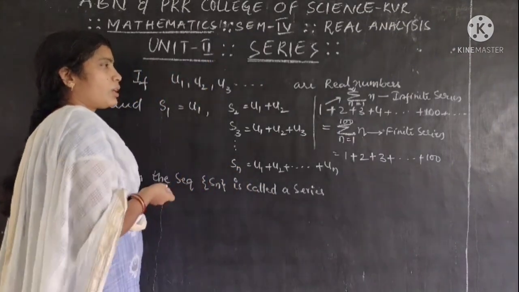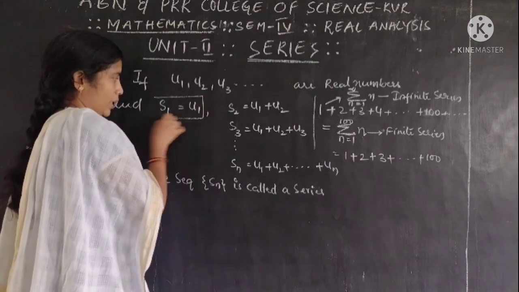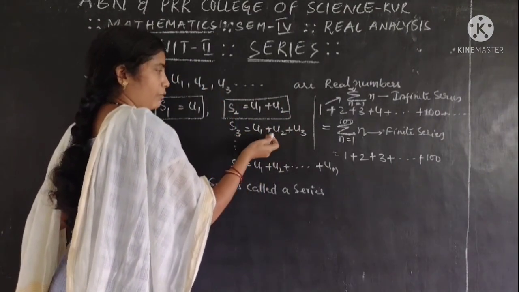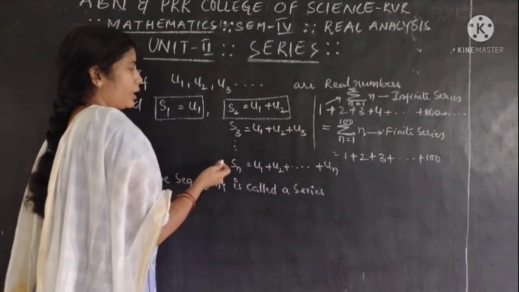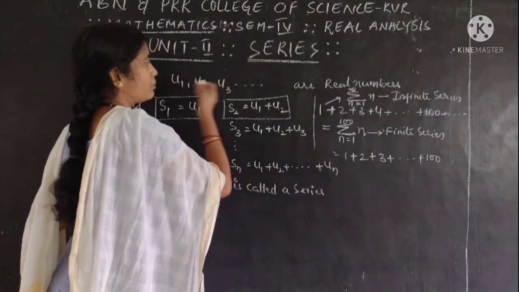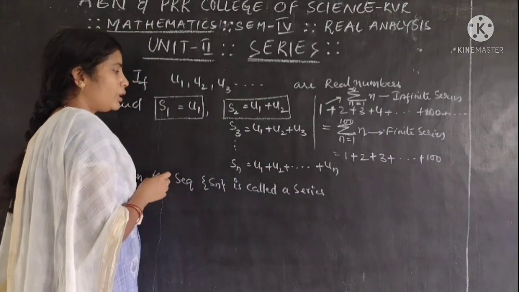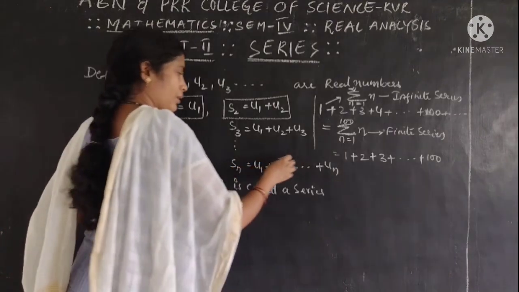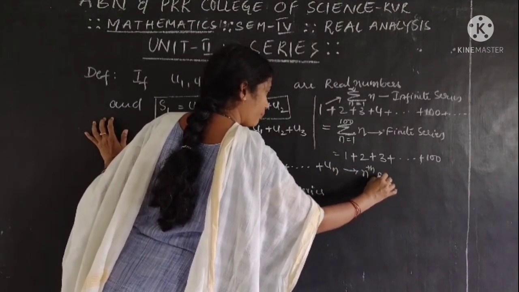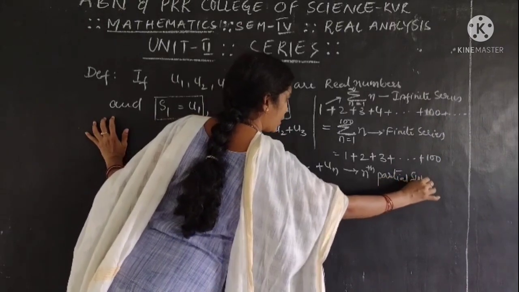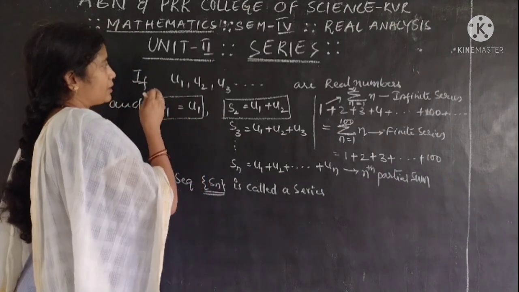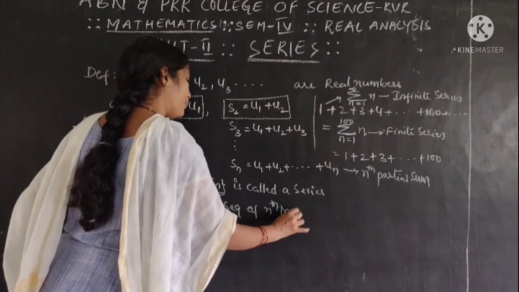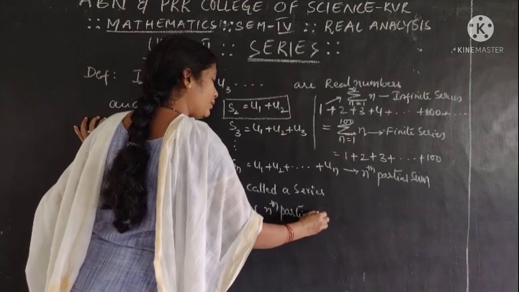Coming to the definition, if u1, u2, u3 and so on are real numbers, and s1 is u1, and s2 is u1 plus u2, and s3 is the summation of three terms u1, u2, u3, and so on. Sn is the summation of n terms of real numbers u1, u2 and so on up to un. Then this sequence Sn is called a series. This is called the nth partial sum. In other words, we can write the series as the sequence of nth partial sums.